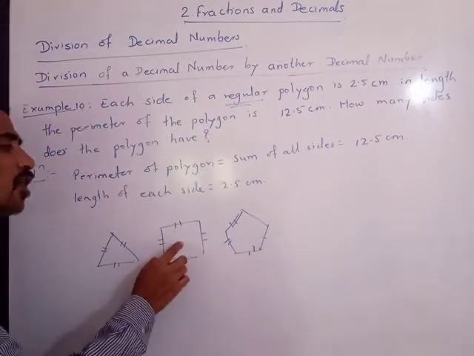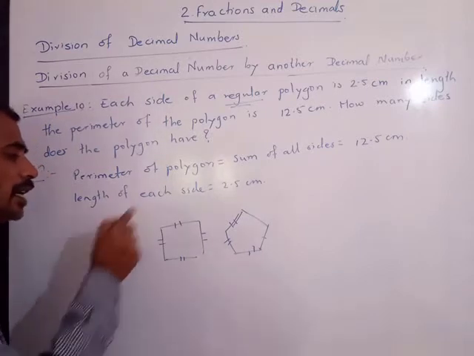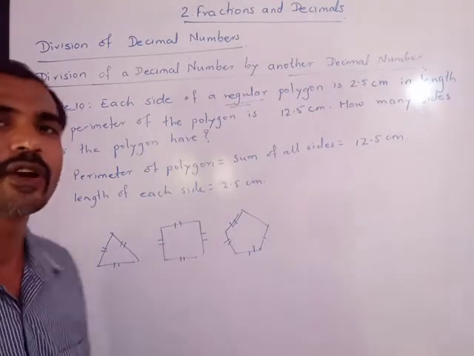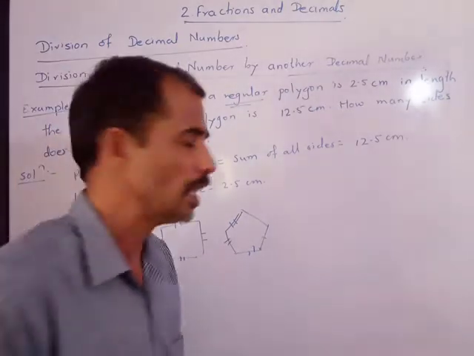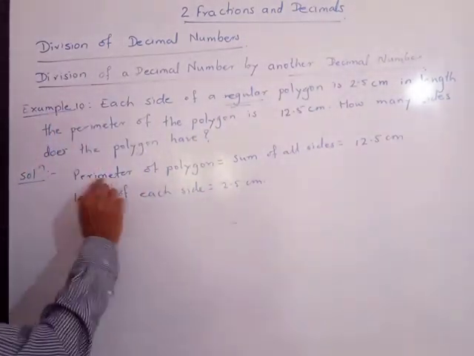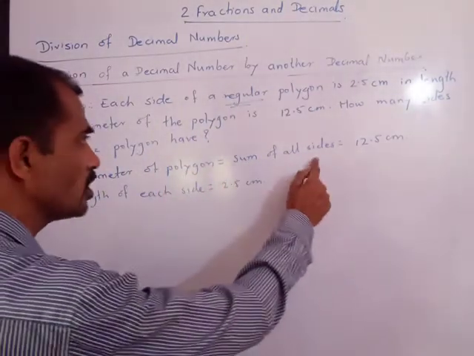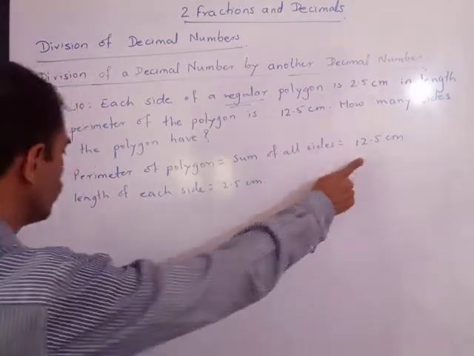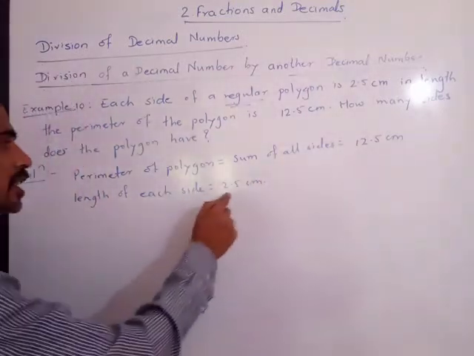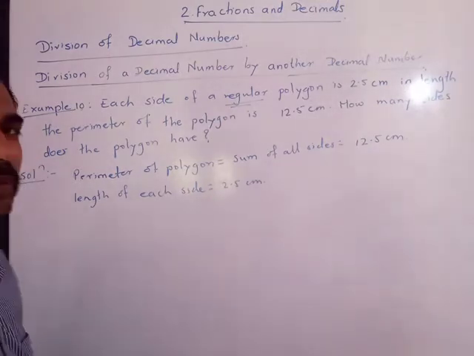Now the number of sides is not given. So we are not given whether it is a triangle, whether it is a square, or whether it is a regular pentagon or regular hexagon. That is what we have to find. So how to find? What is given to us? Perimeter of the polygon is equal to sum of all sides, that is 12.5 centimeter. This is given to us. Next is the length of each side, that is given to us as 2.5 centimeters.